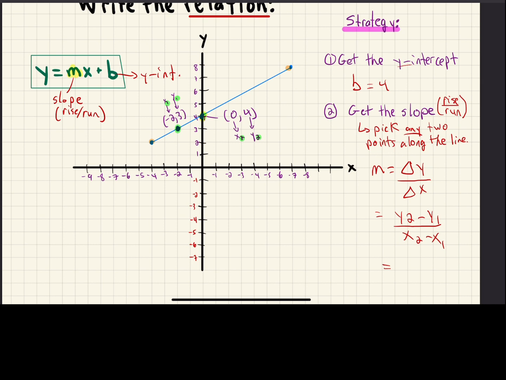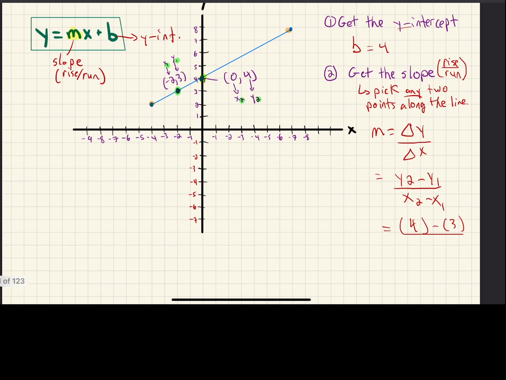So in this case, it's going to be 4 minus the first point of the y, which is 3, divided by your second x point, which is 0, minus -2. And don't forget to keep that negative in there, because if you drop that negative, you're going to end up getting a negative slope, and you would see that your line should slope down.